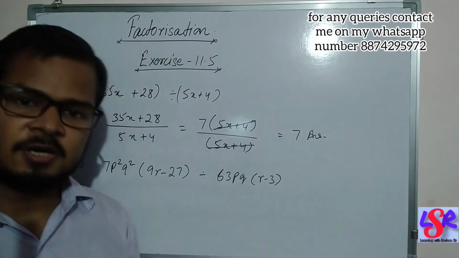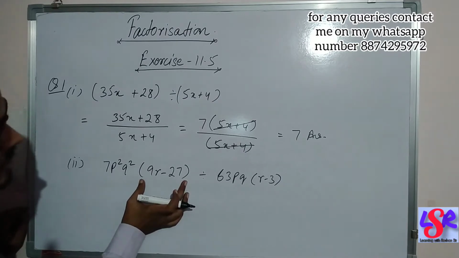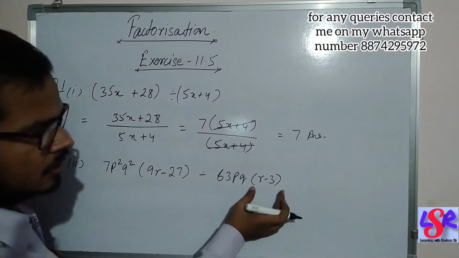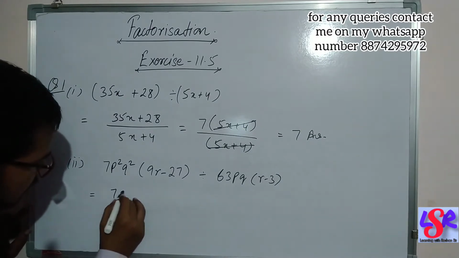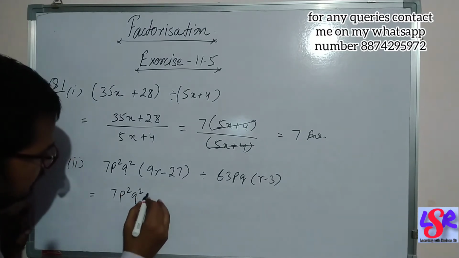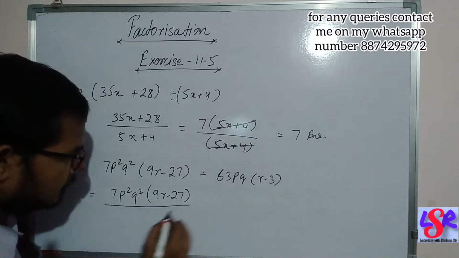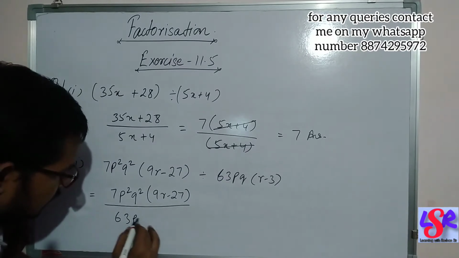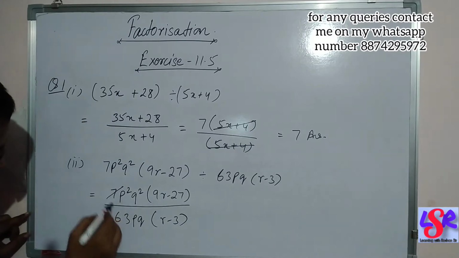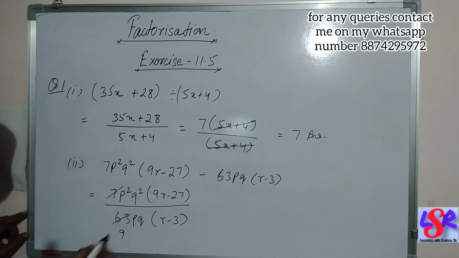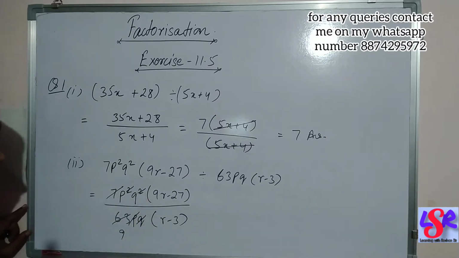Now let's see the second part of this question. Here we are having 7p square q square in a bracket (9r minus 27) divided by 63pq and (r minus 3) in a bracket. Very first of all, we are going to write this one in a form of numerator and denominator. So this one, then 9r minus 27 whole upon 63pq and r minus 3. Now 7 9s are 63, and this p can cancel out this square, and this q can also cancel out this square.